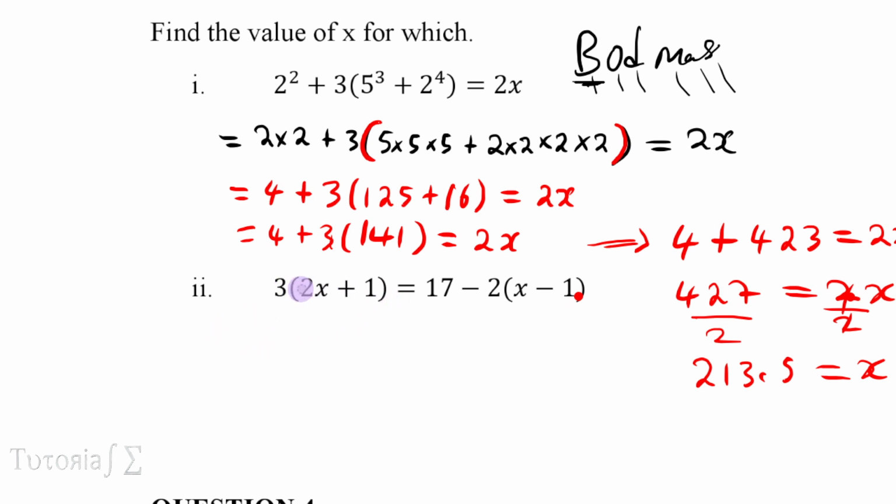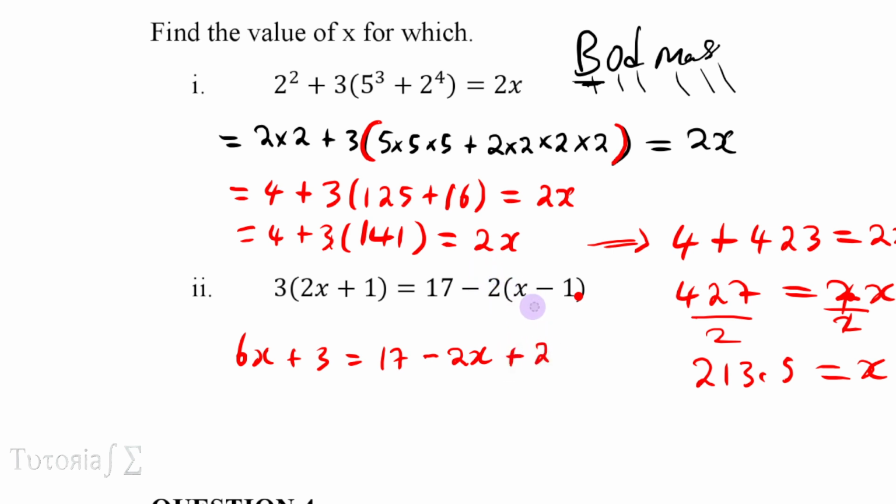So you're going to have 3 times 2. That is basically 6x. Then 3 times 1, that will be positive 3, equal to 7. You don't need to add it to here because this one is multiplied. It is connected with this one. So multiplication more like connects things. So this is 17. Then you say negative 2 times x, that would be negative 2x. Negative 2 times negative 1, that would be positive 2.